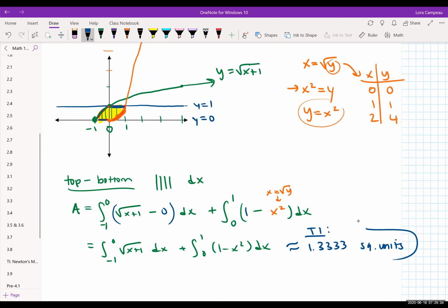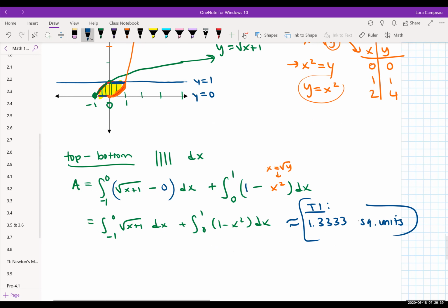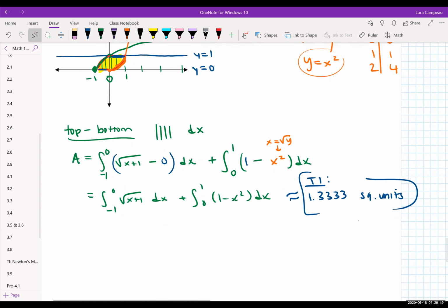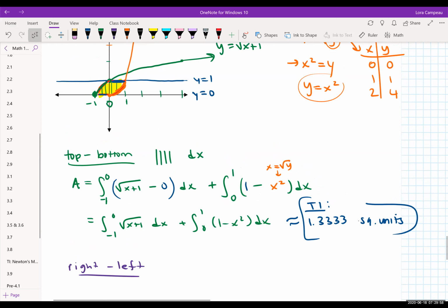So that's good to go. We could stop at that point, but I do want to point out that you could have also attacked this problem by using the other option. Just to go over that and confirm, we should be getting this: we should have right minus left. That's another option we could have done to attack this area.